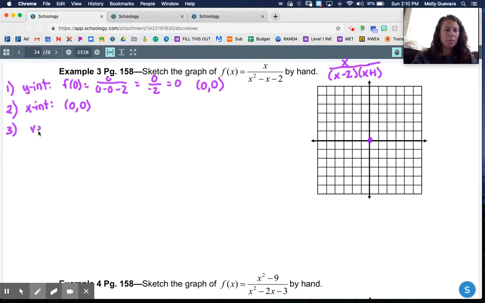Third step is, what are my vertical asymptotes? So what values give me 0 on the bottom? And in this case, I actually have 2, right? +2 gives me 0 on the bottom, but also -1 gives me 0 on the bottom. And neither 2 nor -1 also give me a 0 on the top. So again, in this case, there's no hole. So this tells me I have a vertical asymptote here at 2 and a vertical asymptote at -1.